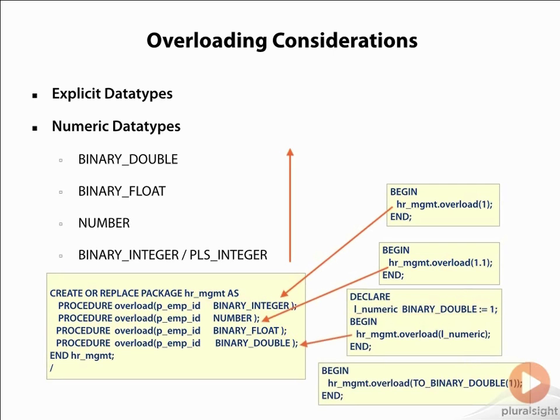You could have also used explicit conversion functions like TO_BINARY_DOUBLE to convert the literal to binary double, in which case also it will be resolved to binary double. This shows the importance of being explicit with the data type specification.